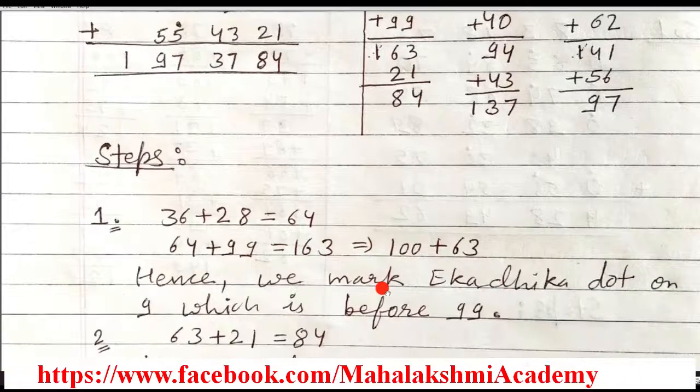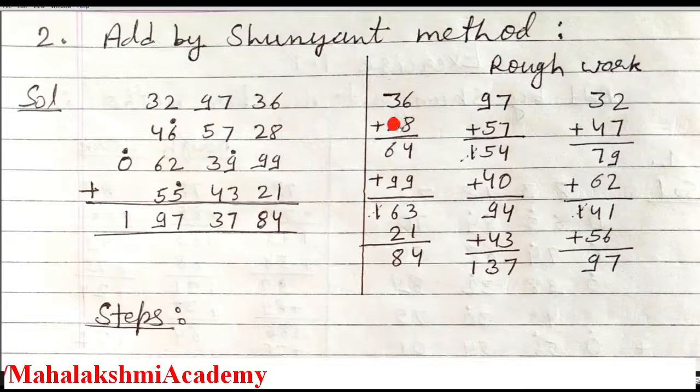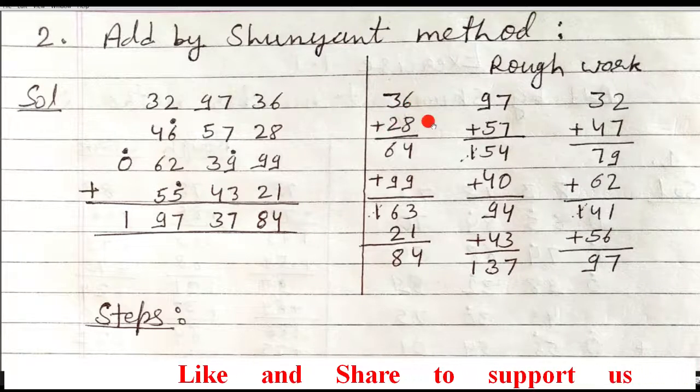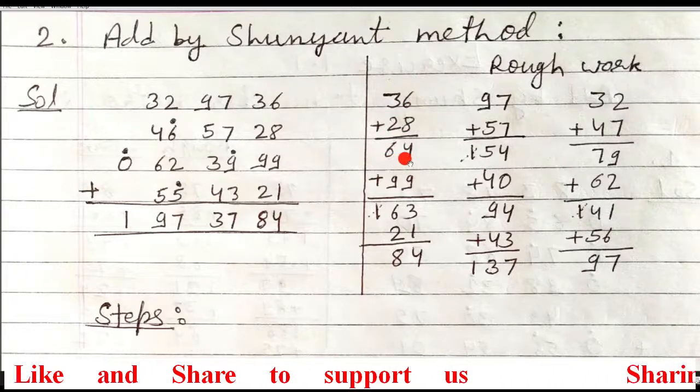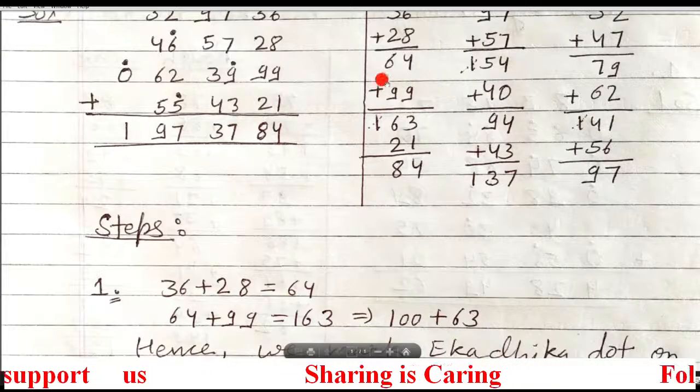You can see in your desk work, the steps are written. So in steps, you just explain what you have done here, explain only one column, and for the remaining columns just write that similarly we have to complete. So what we have done here, we added 36 and 28, we obtained 64. So that is our first step. In step first I wrote here 36 plus 28 is 64.